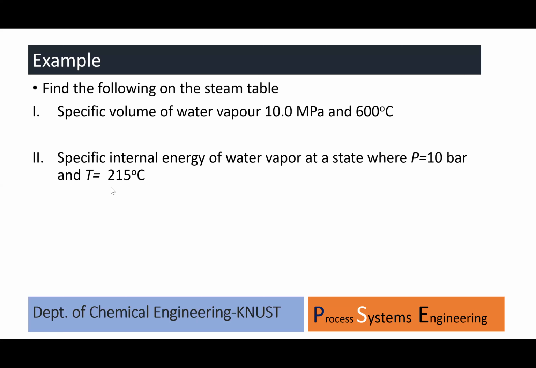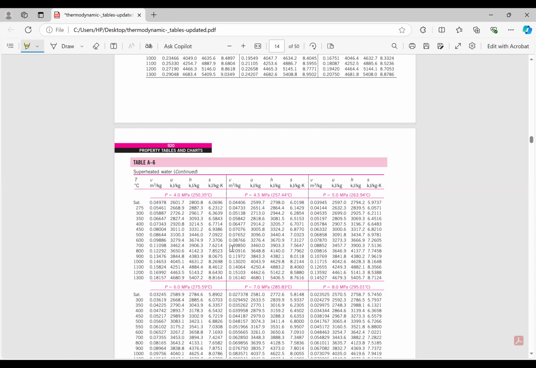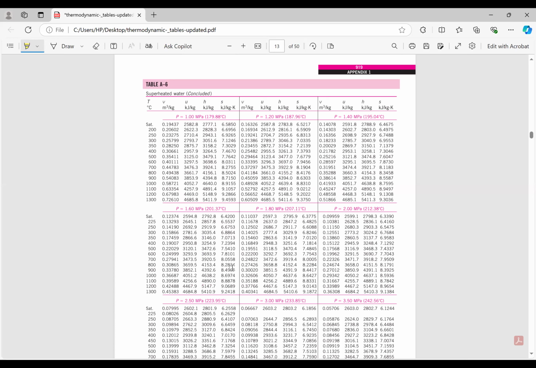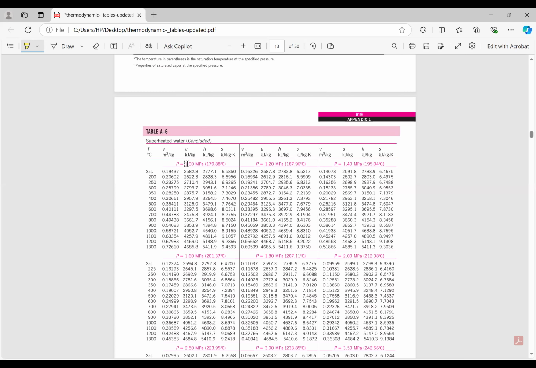So now this time we're looking at the specific internal energy of water vapor at a state where P is equal to 10 bar. So 10 bar is the same as 1 megapascal. And then the temperature we're given is 215 degrees Celsius. I'll just go to the table and look for 1 megapascal now at the superheated part. So I have 1 megapascal, and then we are looking for 215 degrees Celsius. So we'll have to do what we call interpolation.